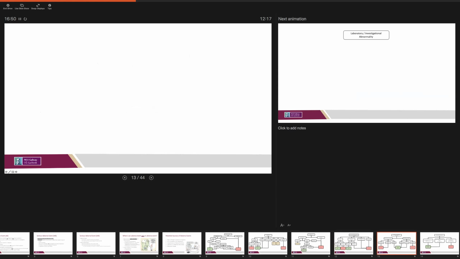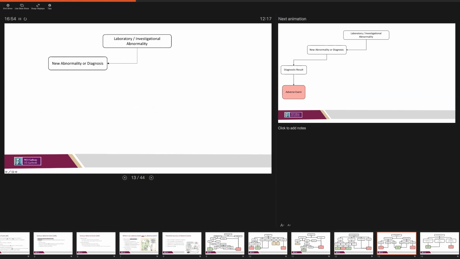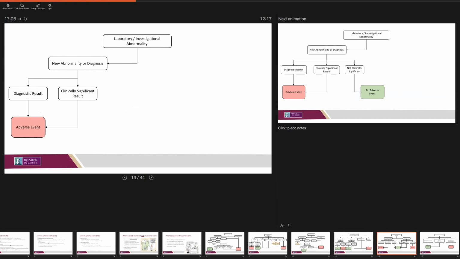Laboratory and investigational abnormalities. So this is the testing algorithm I mentioned to you earlier. This depends on whether it's a new abnormality or diagnosis or a known one. So if a new abnormality occurs and it meets diagnostic criteria, like somebody has a very high cholesterol, it's the first time it's ever been discovered, that's an adverse event. If it's not necessarily diagnostic, but it is a new abnormality and it's a clinically significant result, which is a decision made in the opinion of the local investigator, there's no uniform criteria to decide whether it's clinically significant or not, that's likely to be an adverse event.